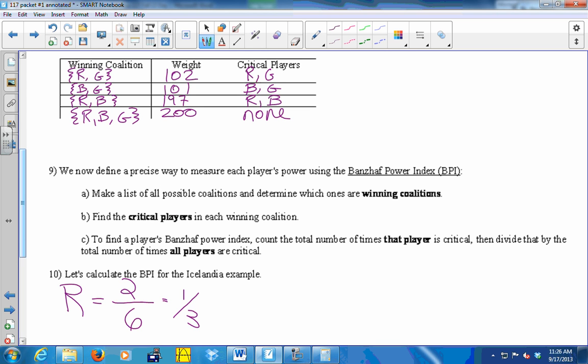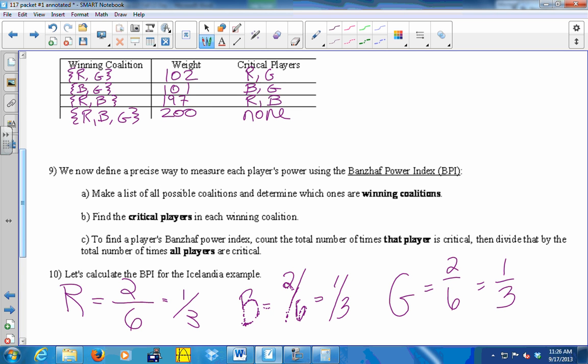All right, let's look at blue. Right, so blue is listed as critical twice out of a total of 6 times. So blue has 1/3 of the power. And then green is critical 2 out of 6 times also, 1/3 the power.